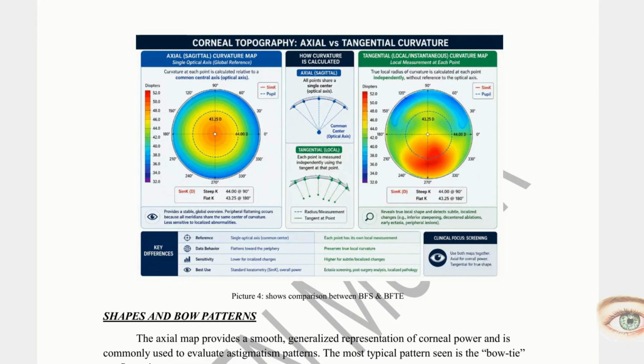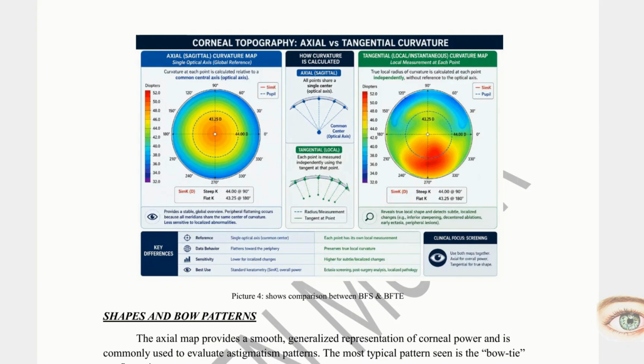Now, what do you have to look for in these maps? You have to look for the patterns it is going to make. It is going to tell you about the curvature of your cornea with reference to these reference lines. In these maps you have to look for different patterns, and these patterns will be in diopters, right? Even if the tangential map is more reliable, you have to look at the axial sagittal map.